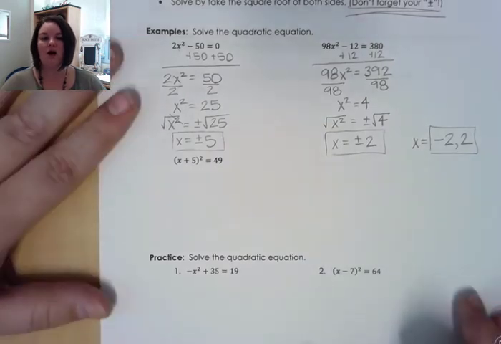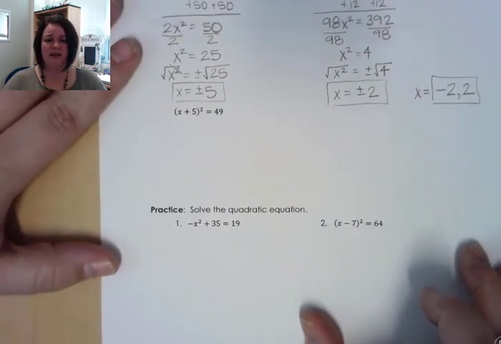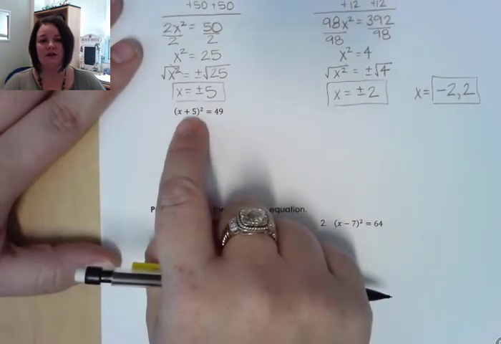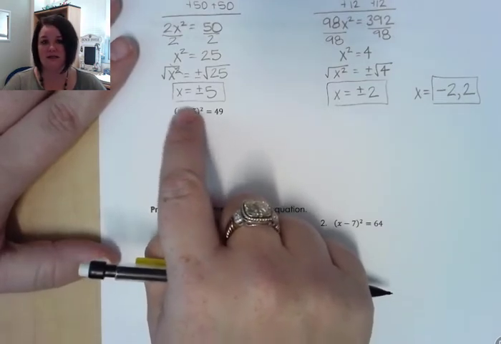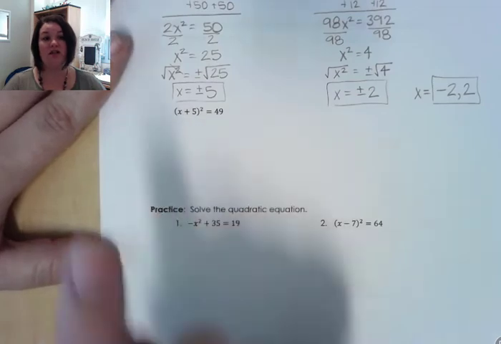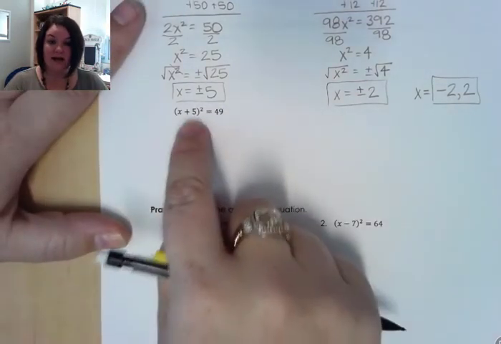Okay. All right. So let's look at another one. Same idea, the only difference here is notice there's more than just the x being squared. Everything in this quantity is being squared. So the squared thing is already isolated.